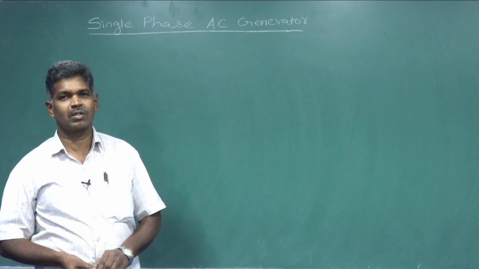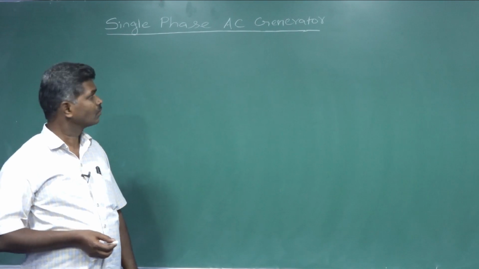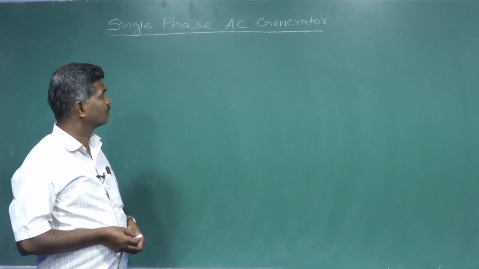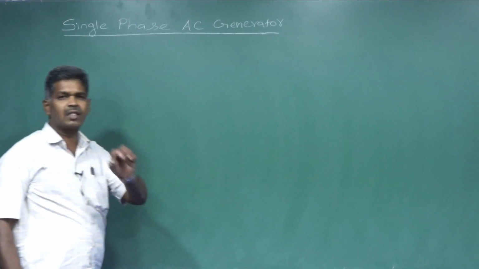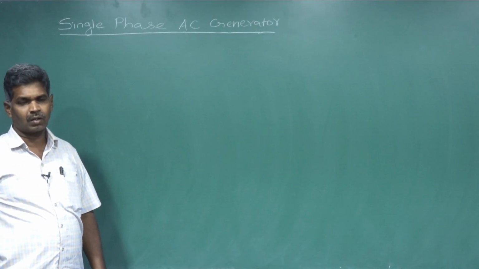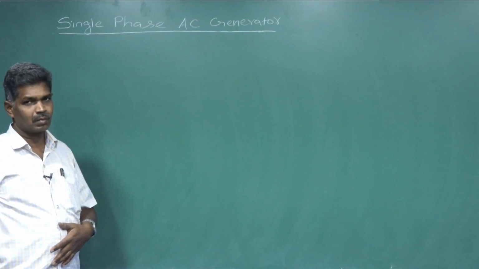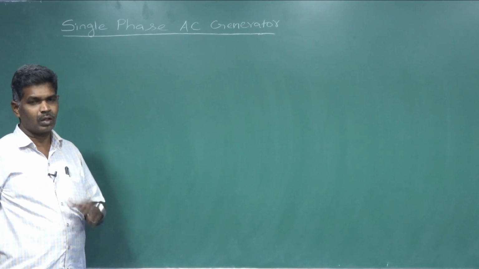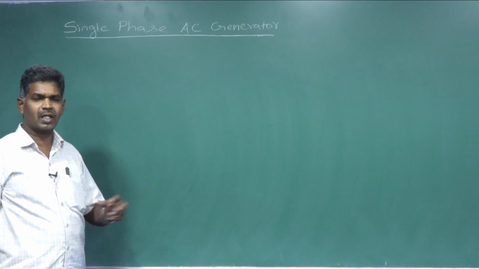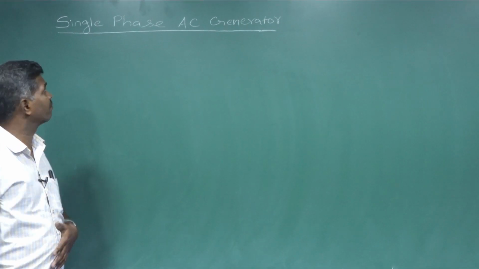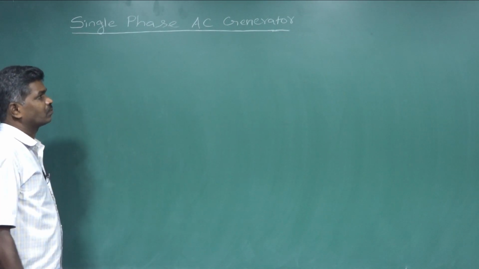Today we are going to see about single phase AC generator. From our heading, AC generator means alternating current is produced, but only one main line current is going to generate in that alternate form. That's why it is called a single phase AC generator.